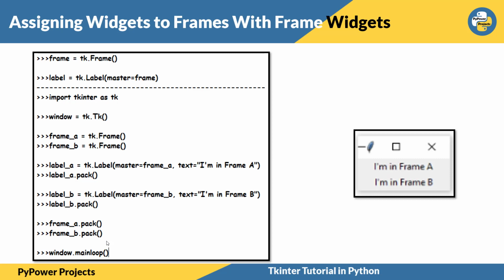Here is a very simple example. I have taken a frame with tk.Frame. I have labeled the frame, that is master equals frame. Again, I have imported tkinter, and then window equals tk.Tk. There will be two frames, frame 1 and frame 2. This is my main frame, that is master equals frame. So label A will be master equals frame A. There is a greater frame, frame A, and there will be a smaller frame, frame B.